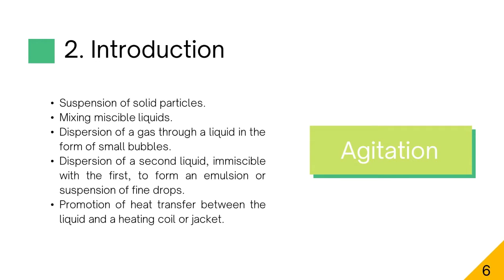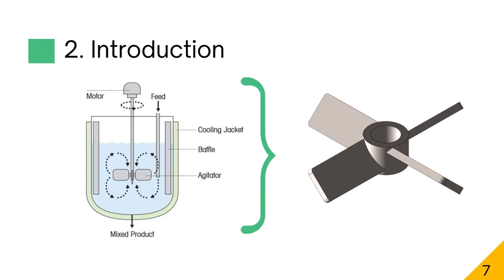This project focuses on agitation: suspension of solid particles, dispersion of a gas through a liquid in the form of small bubbles, promotion of heat transfer between the liquid and a heating coil or a jacket, and many others. There are several agitation units in the industry, but probably stirred tanks are the best known. Probably the most important part of the stirred tank is the impeller, because it changes according to the desired property of the mix or the purpose of the process. It also determines the type of flow, the efficiency, the power consumption, and so on.